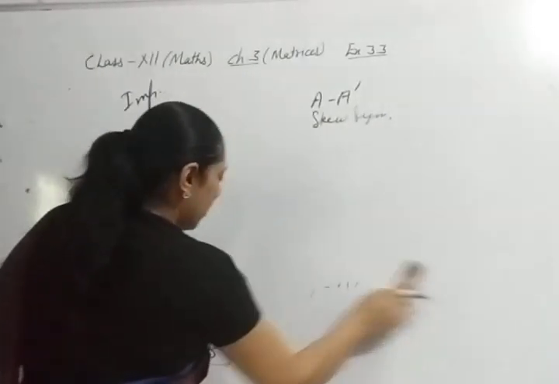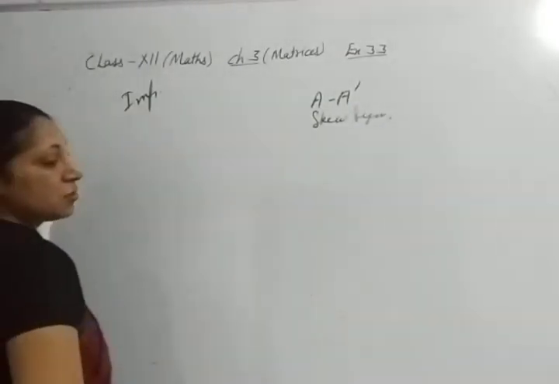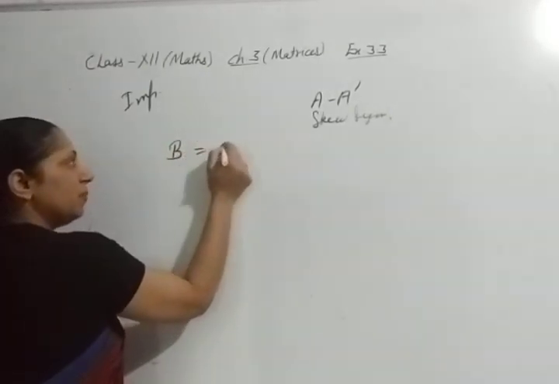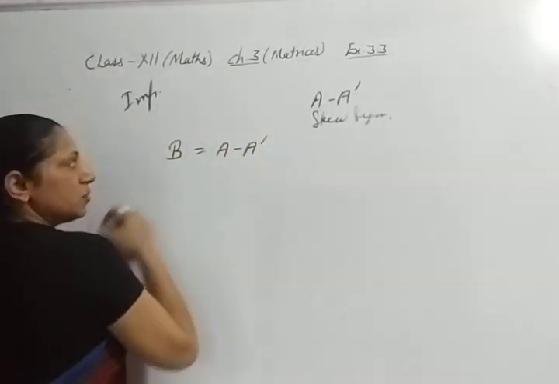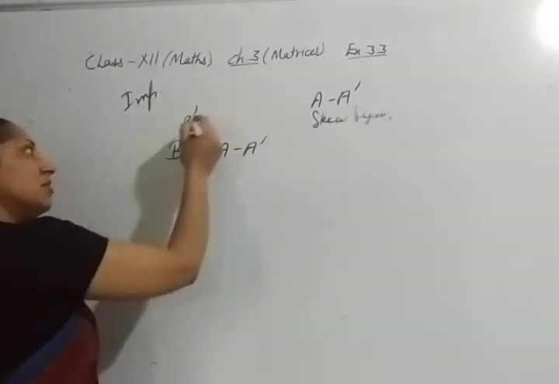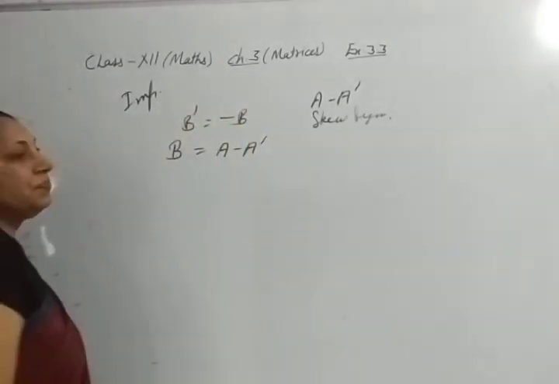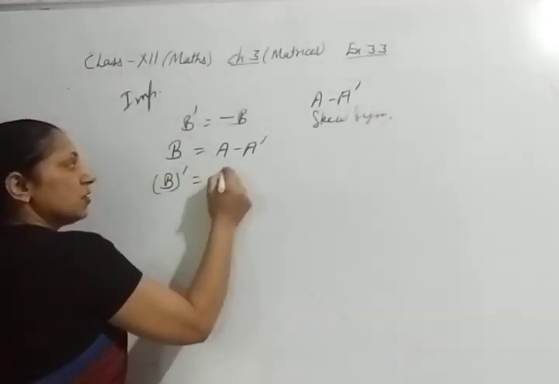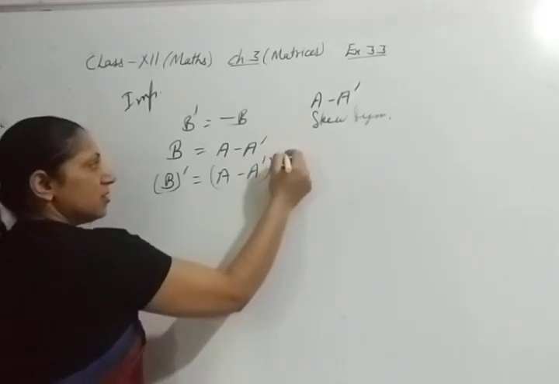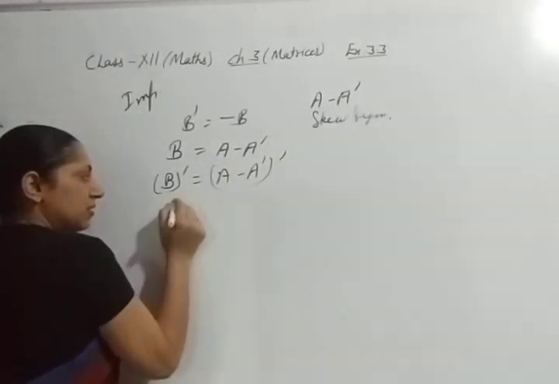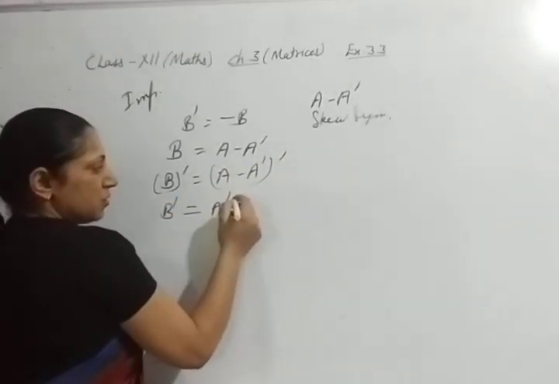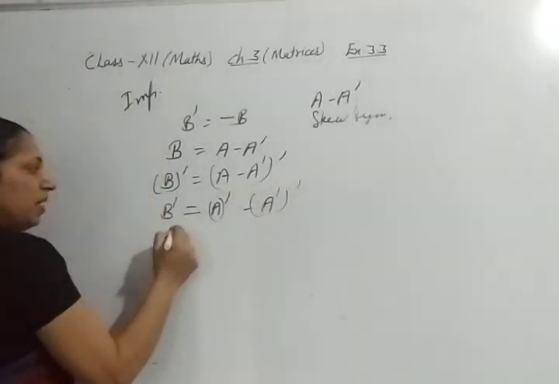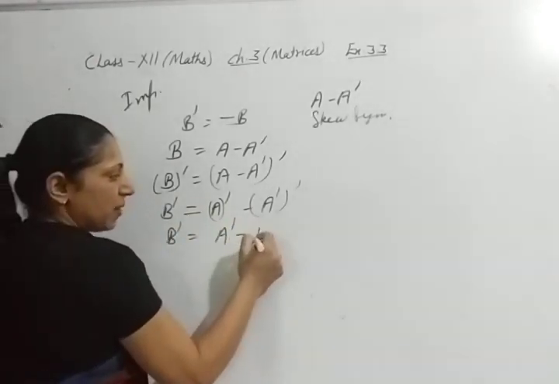In the next part, we have to show A minus A transpose is a skew symmetric matrix. So I am taking this as B. B is equal to A minus A transpose, and we have to show B transpose is equal to negative of B. So taking transpose both sides, B transpose is equal to the transpose of A minus A transpose, that is A transpose minus A transpose transpose. So B transpose is equal to A transpose minus A.